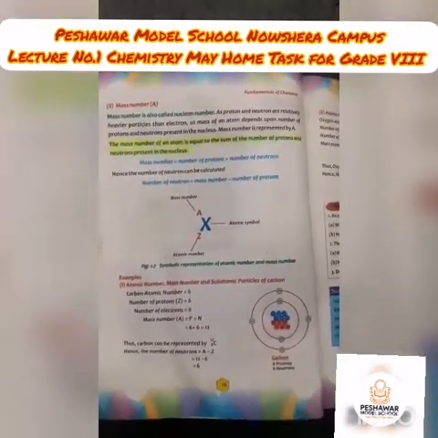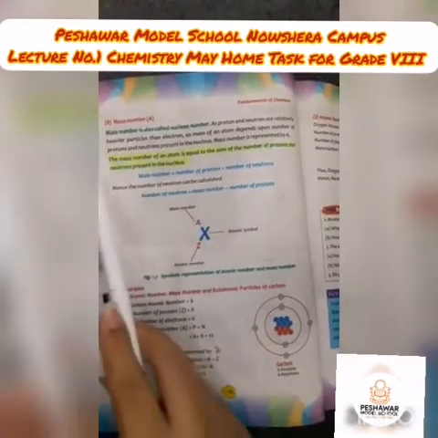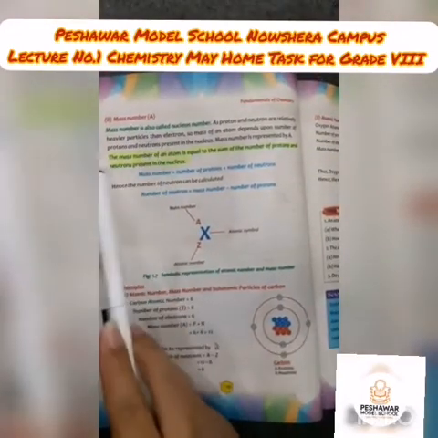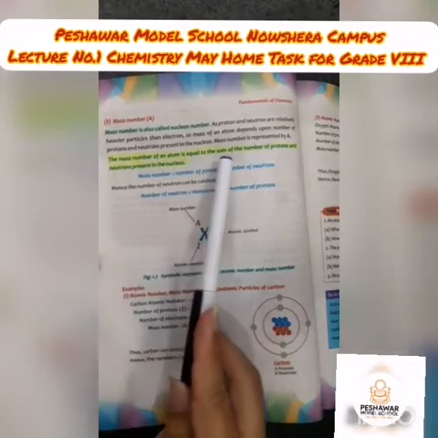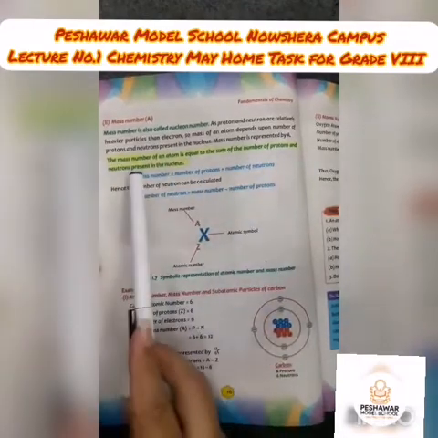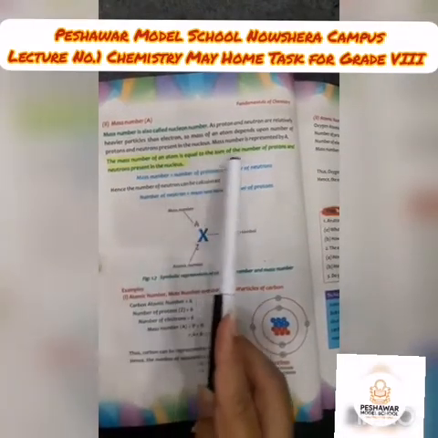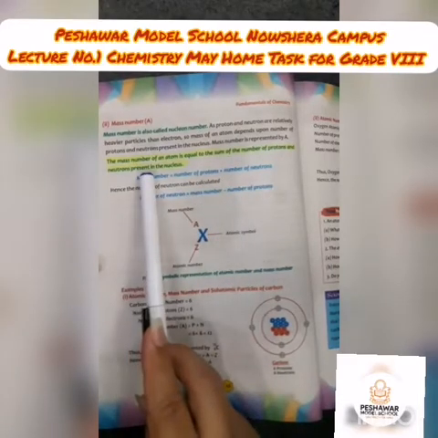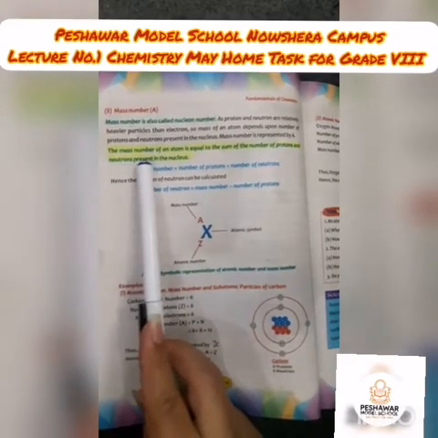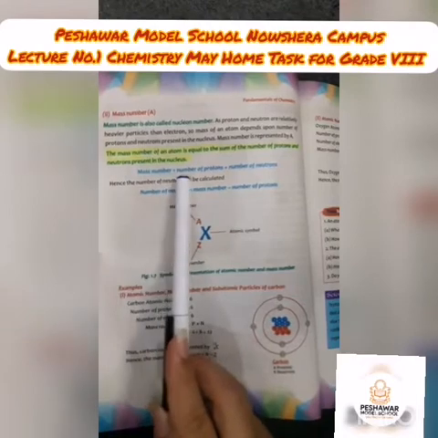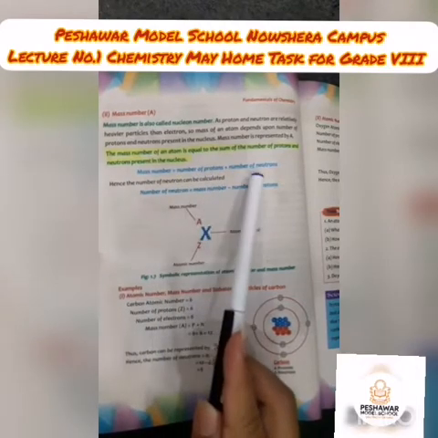Now on page number 16, we have the definition of mass number. Mass number is represented by A. The mass number of an atom is equal to the sum of the number of protons and neutrons present in the nucleus. When we add the number of protons and neutrons in the nucleus, then we find out the mass of an atom. Mass number is equal to number of protons plus number of neutrons.